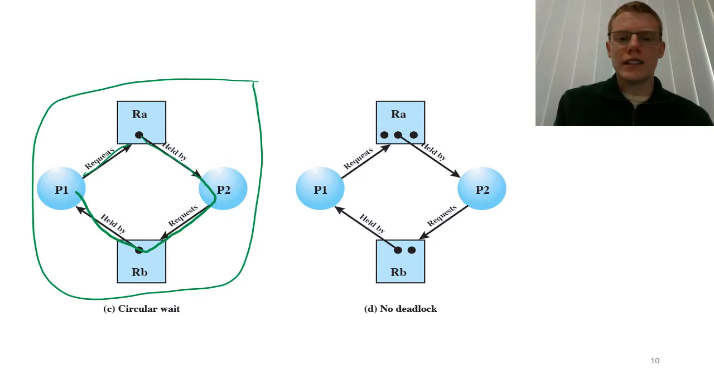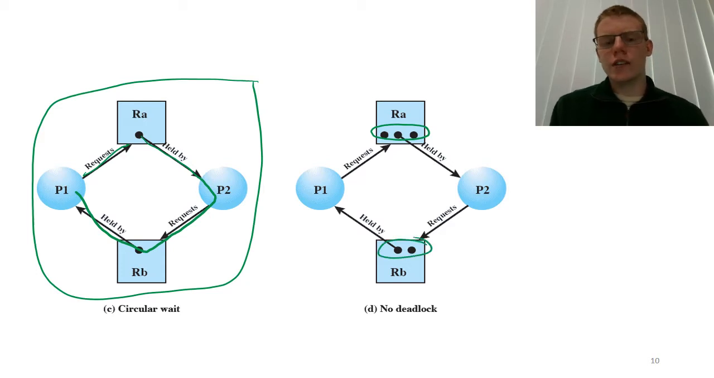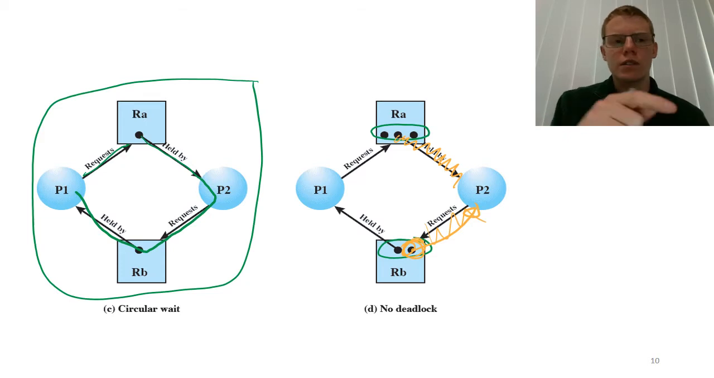Now, if we had the exact same scenario here, but our resources had some multiplicity, we would have no deadlock occurring, because, for instance, this resource could be allocated back to process 2, resolving the circular wait, and then process 2 could complete itself. And even if we didn't have a multiplicity of resource A, for instance, this hold would eventually be released by process 2, allowing process 1 to continue on its merry way.